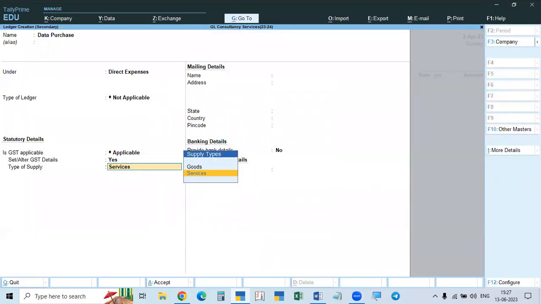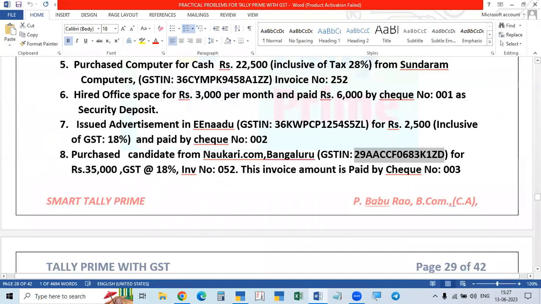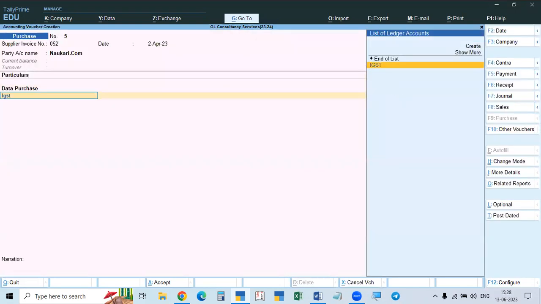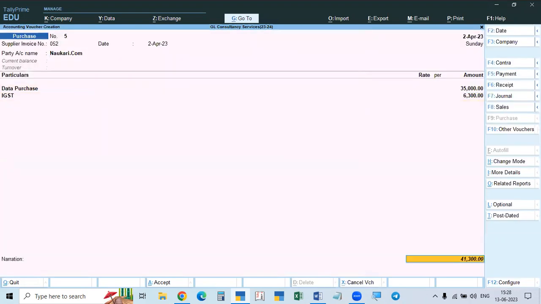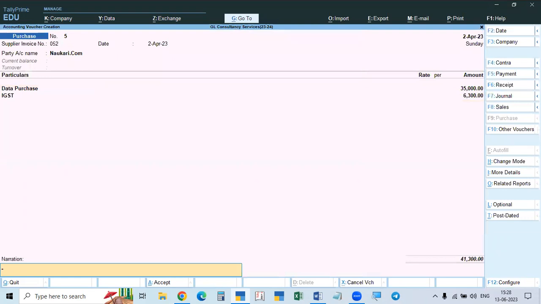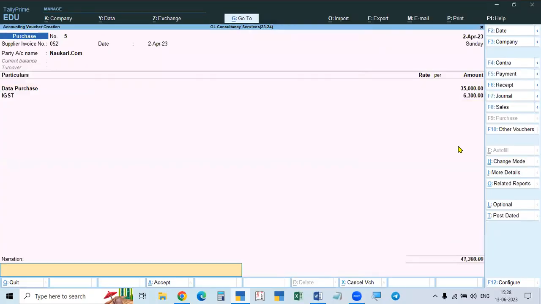So this is also a service, purchasing the data service. So the amount is 35,000 rupees. Then it is in another state, so you have to do IGST only. IGST. So enter the reference number and the database details, candidates database, which candidates were purchased. Purchased candidates from Naukri.com. Okay. So if we enter like this, we are entering like a credit bill.